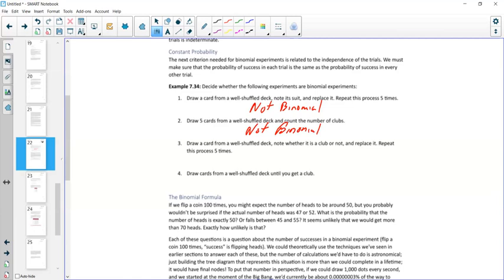Draw a card from a well-shuffled deck. Note whether it is a club or not and replace it. Repeat this process 5 times. So we have two choices. It is a club or it is not a club. We're putting the card back in the deck, so the probability of getting a club will always be the same. 13 out of 52 or 1/4. So this is binomial. Draw cards from a well-shuffled deck until you get a club. Indeterminate number of draws, so indeterminate number of trials, so not binomial.